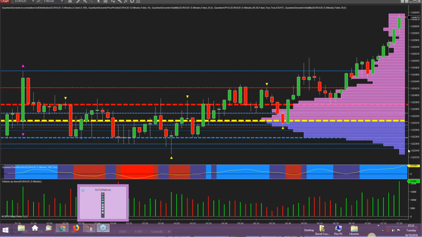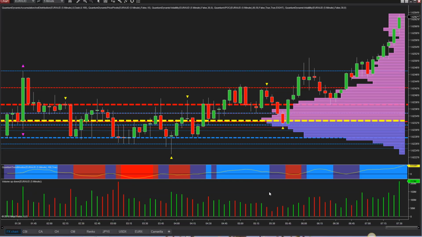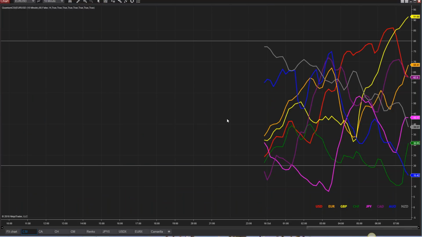There we go. Just while Anna was talking there, I've just been keeping an eye on the euro, and in particular the Aussie, because on the CSI, as you can see here, this is the 10-minute CSI, and the blue line, the Aussie, has been selling off pretty strongly. And as always, what the CSI highlights, it really is your window on the world.